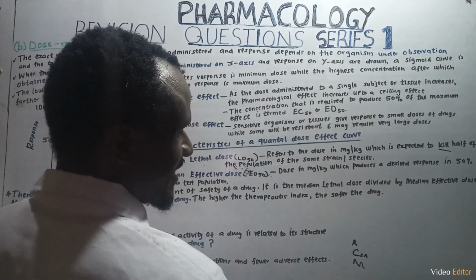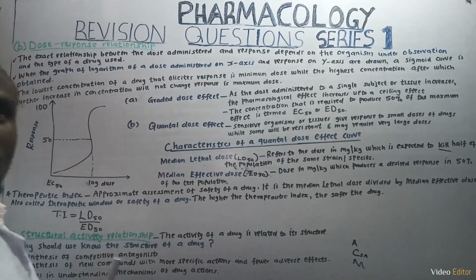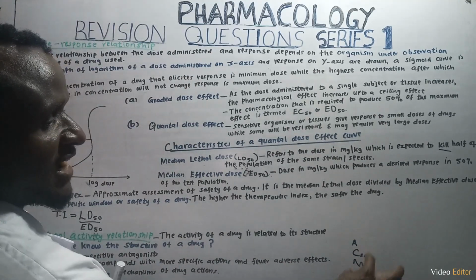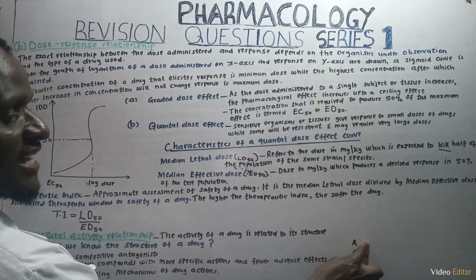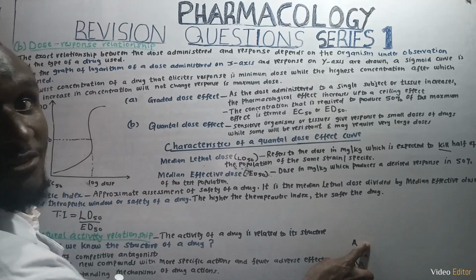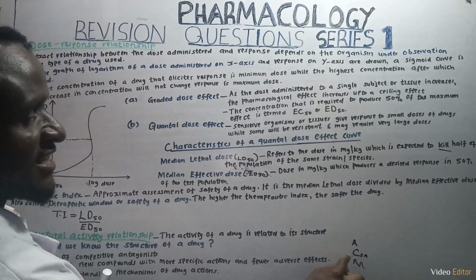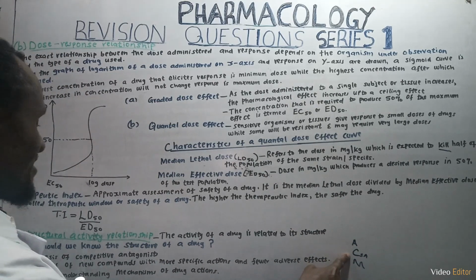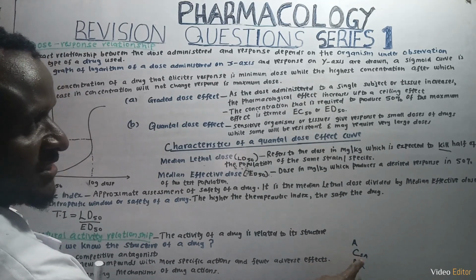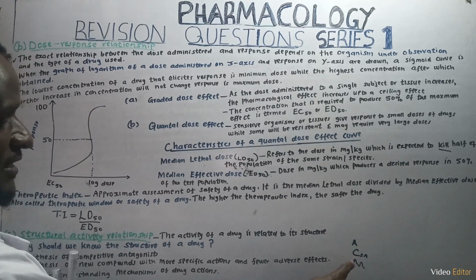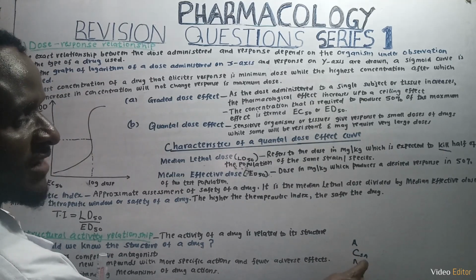So how do you recall that? You just remember ACM. A stands for antagonists. Then C is for the new compounds with similar structure but fewer adverse effects. Then M is for understanding the mechanism of action of drugs.